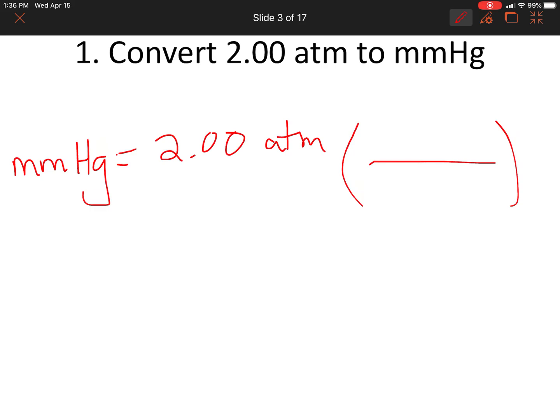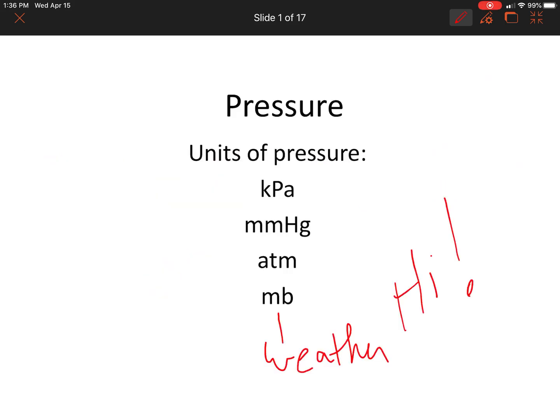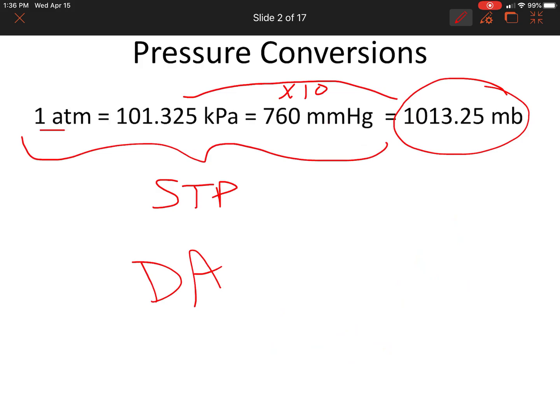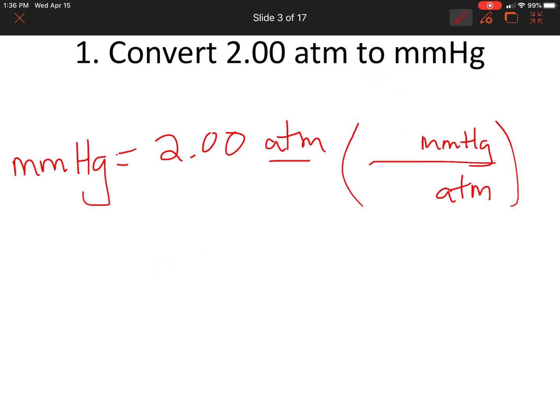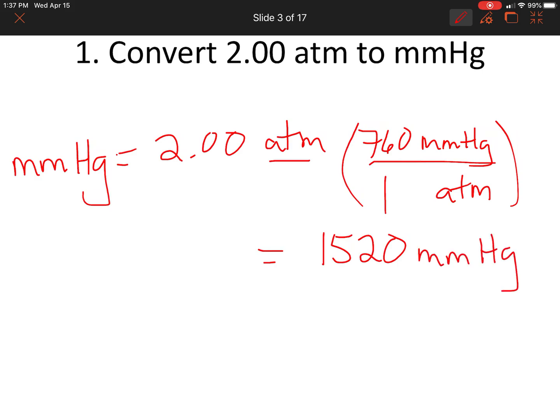Remember that diagonal units are always the same. So if you see atmospheres here, you're going to put that on the bottom, and then millimeters of mercury goes on top. The conversion factors between those, if you look back, are these ones here. So in 1 atmosphere, there are 760 millimeters of mercury. Then you just multiply your answer out as you would normally. So it's just 2 multiplied by 760, and you get an answer of 1,520. And your unit then, millimeters of mercury.